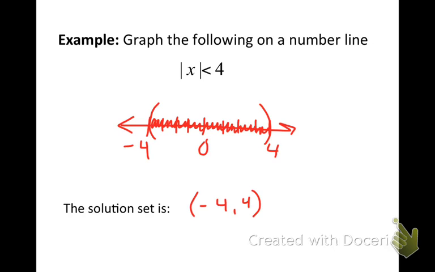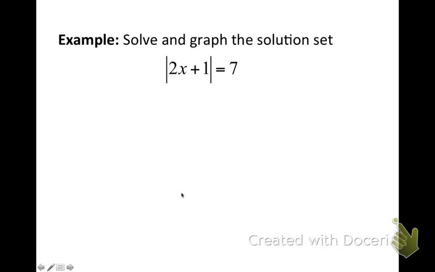Okay, so we get kind of the idea of absolute value. If it's absolute value and it's an equal, then it's just the numbers. If it's inequalities, then you need to think, well, is it going to be an intersection or is it going to be a union? Okay. All right, so now let's make the problems actually harder. Instead of just having x, let's add some fanciness to it.